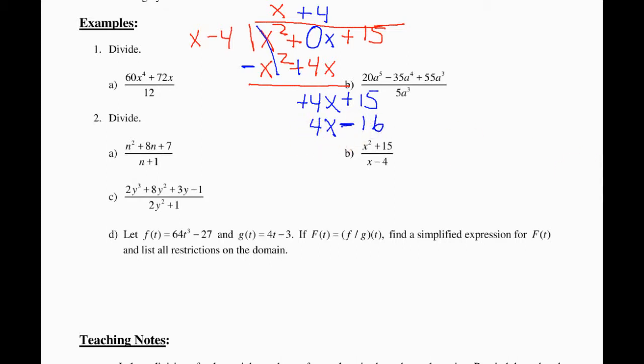And what do I do? I change my signs and I add. This cancels out, and this becomes a positive 31. So my answer will be this plus 31 over x minus 4. That is my remainder.